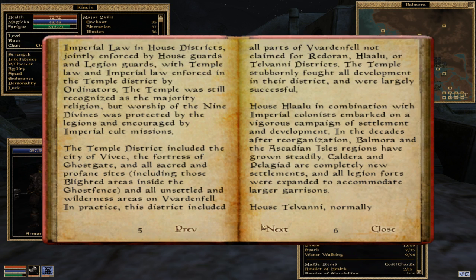House Hlaalu, in combination with imperial colonists, embarked on a vigorous campaign of settlement and development. In the decades after reorganization, the Ascadian Isles and Ald'ruhn regions have grown steadily. Suran and Pelagiad are completely new settlements, and all region forts were expanded to accommodate larger garrisons.